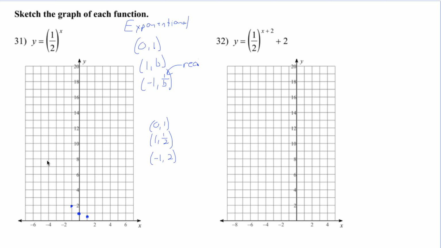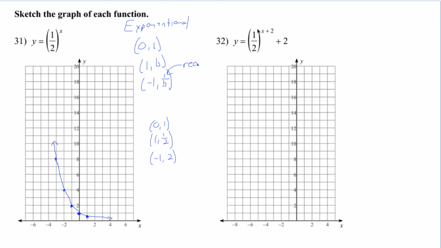If you continue to put a couple other points in here, you would get (-2, 4) and (-3, 8). And so this would be graphed coming down through here. And then we have this horizontal asymptote at the x-axis, and that always happens with exponential functions. So there are those 3 points, and then there's the graph.